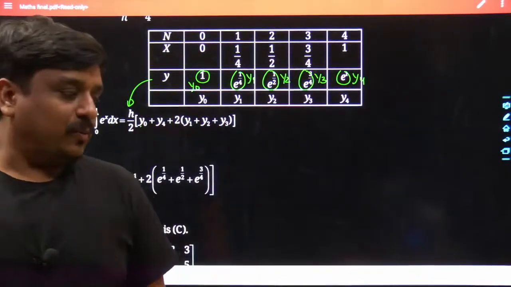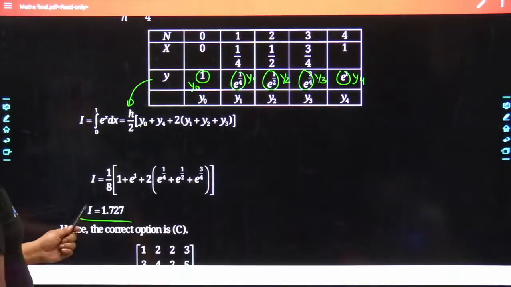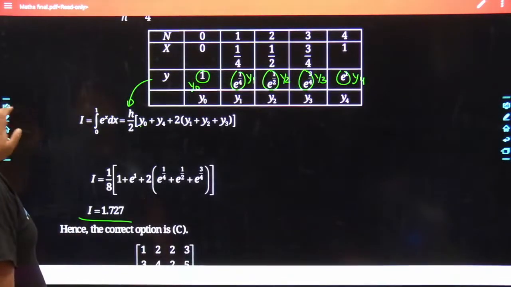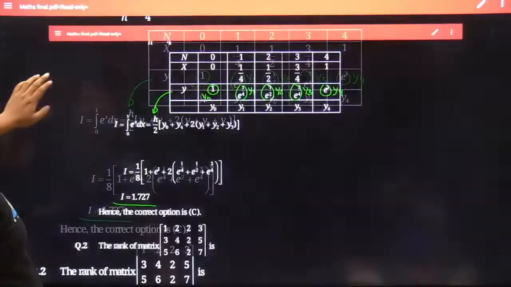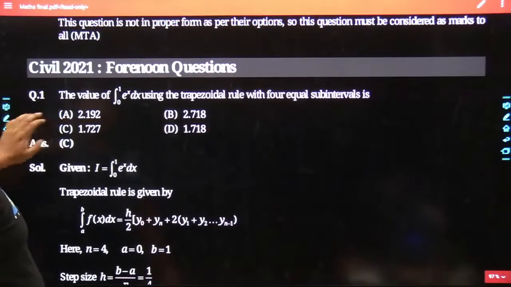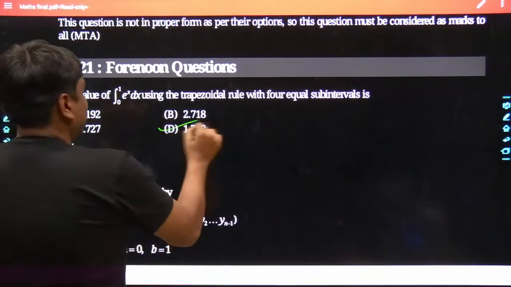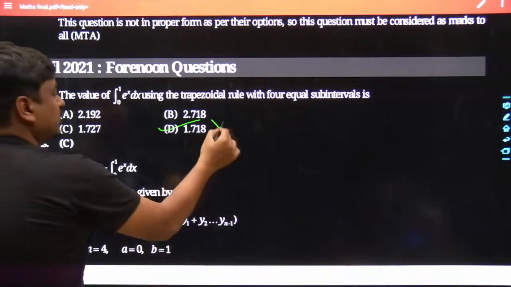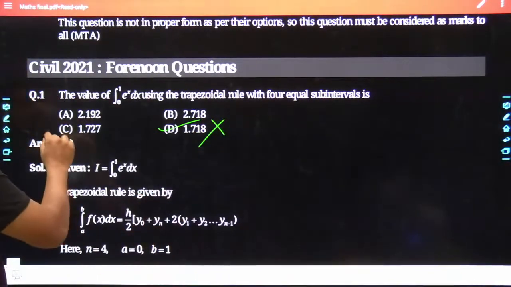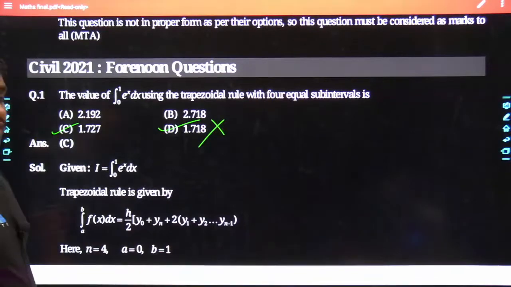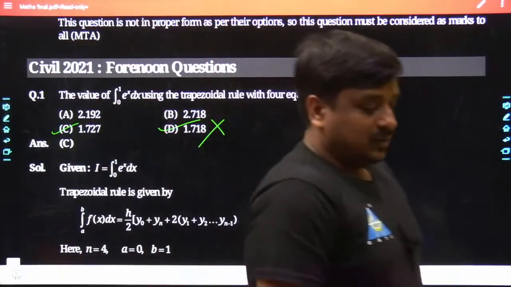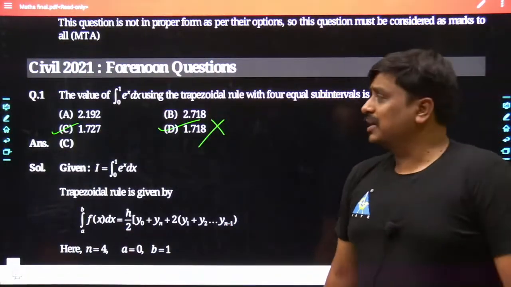So till this point, probably each and everything must be clear. The answer which we are getting is simply going to be 1.727. I know many of the students would have calculated the answer as 1.718, which was a wrong answer. The best answer which we get is going to be 1.727. So till this point, probably each and everything must be clear to all of us.